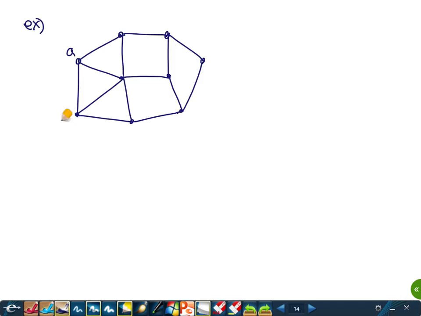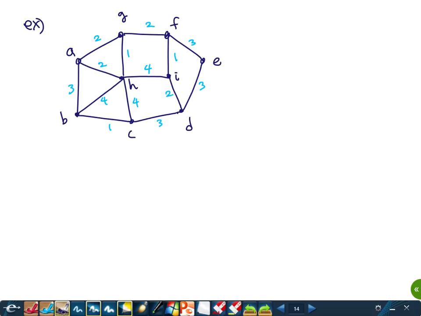So we have vertices like A, B, C, D, E, F, G, H, I, and we have edge labels or weights: 2, 2, 1, 2, 1, 3, 2, 3, 3, 1, 4, 4, 3, like that. We want to find a minimum spanning tree. Oh yeah, one edge is missing, right? This edge, let's say, is 4. So we have a weighted graph. We want to find a spanning tree using Prim's algorithm.